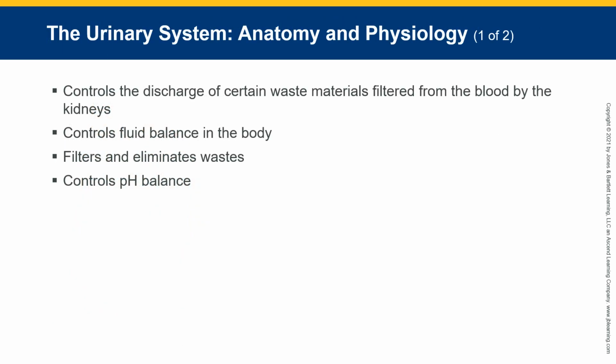The urinary system controls the discharge of certain waste materials filtered from the blood by the kidneys, usually your nitrogenous wastes. It also helps to control fluid balance in the body, get rid of excess fluid, get rid of excess sugar, get rid of excess salt. It helps to filter and eliminate waste, and it controls your pH balance.